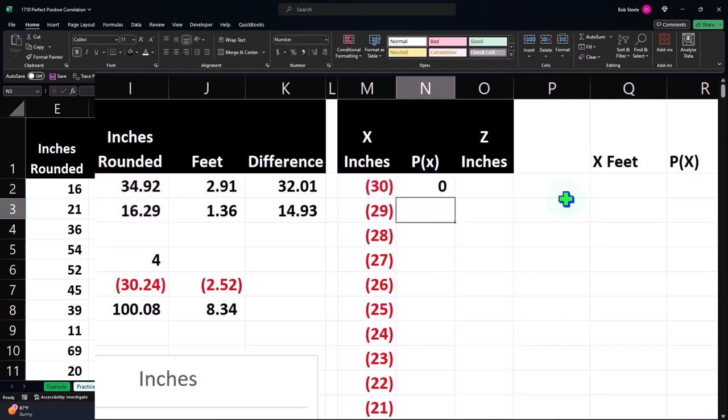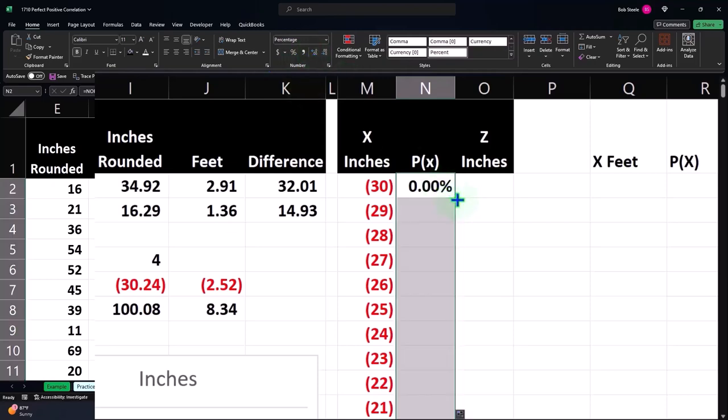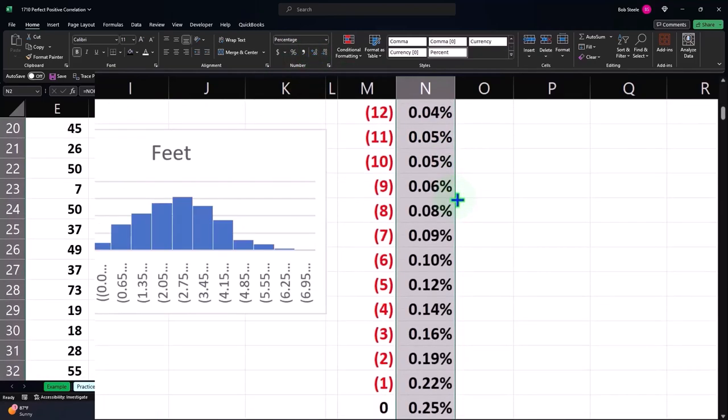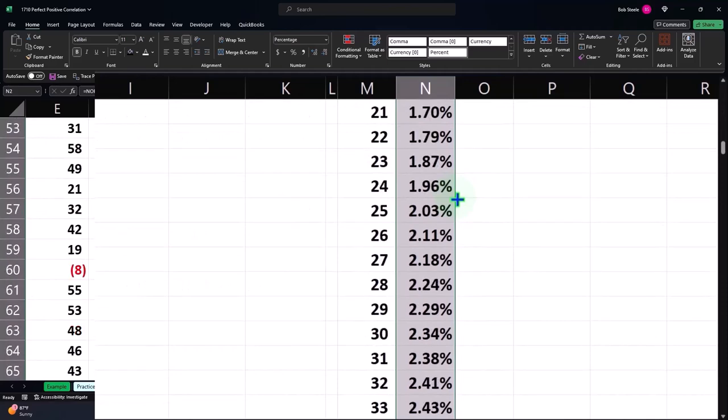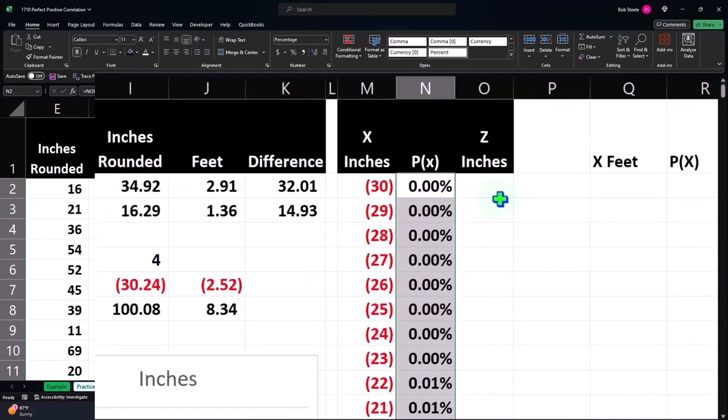Close it up and let's percentize it. Home tab, number, percentize and decimalize. Percentize and decimalize. And then we'll copy it down. And there's our normal distribution.